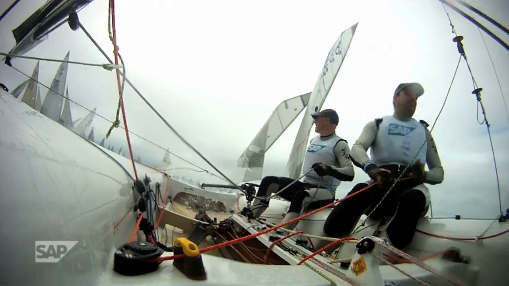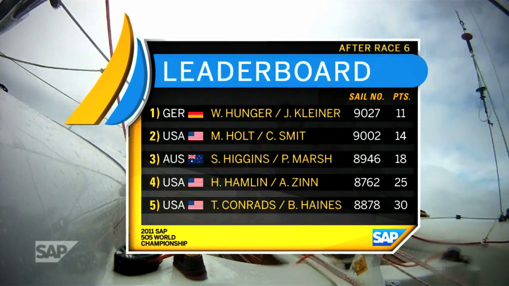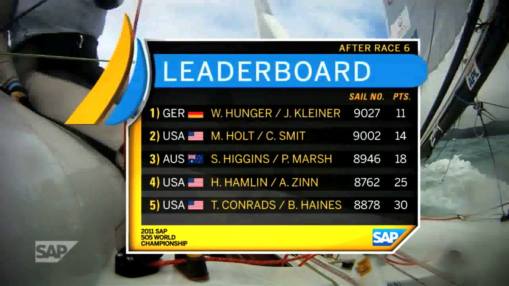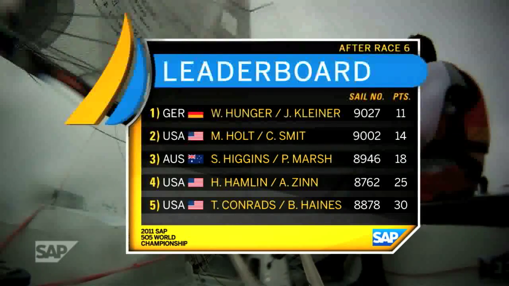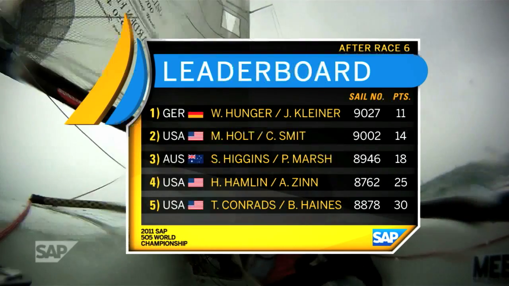At the end of day 5, our leaderboard stands with Hunger and Kleiner holding on to top place, with only 3 points separating them from Holt and Smith. In third on 18 points is the Aussie pairing of Higgins and Marsh, then Hamlin and Zinn with 25 points, and Conrads and Haynes in 5th position with 30 points.